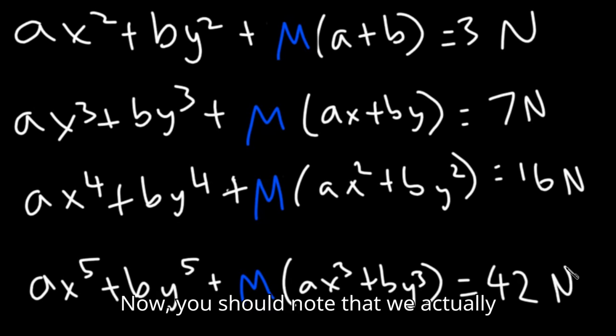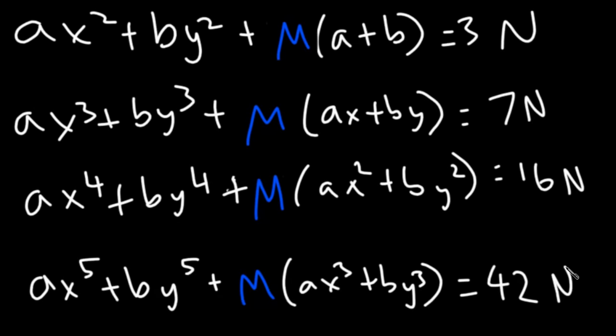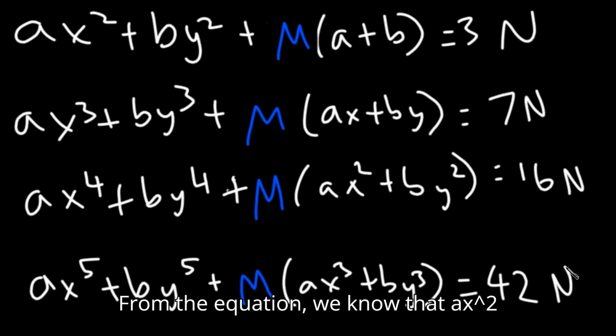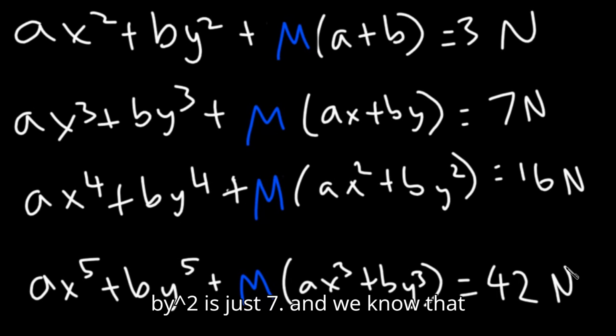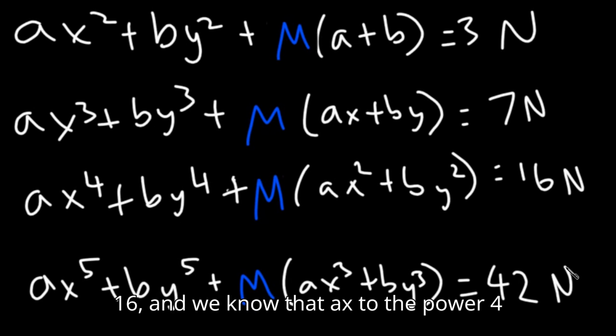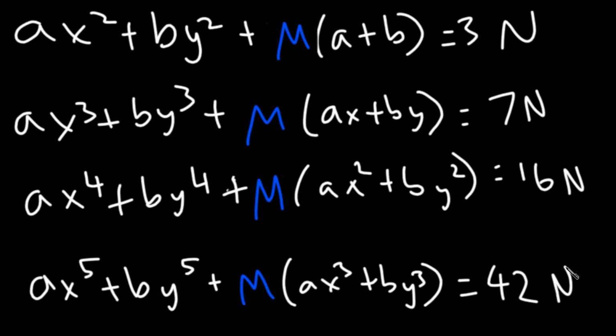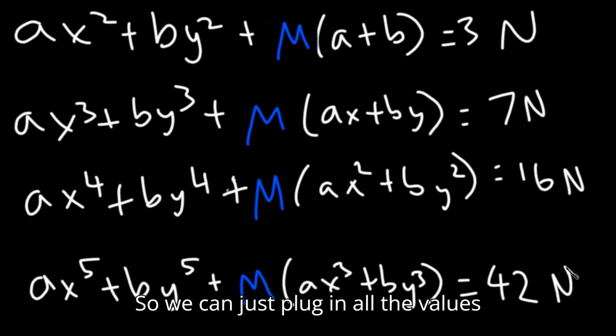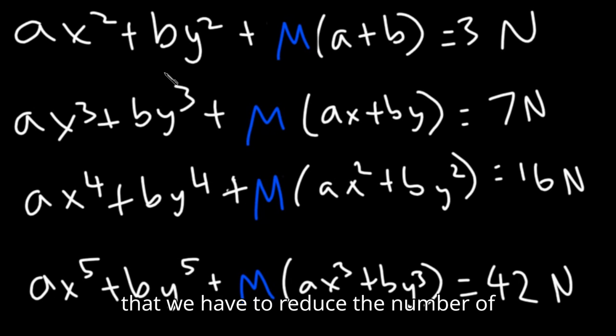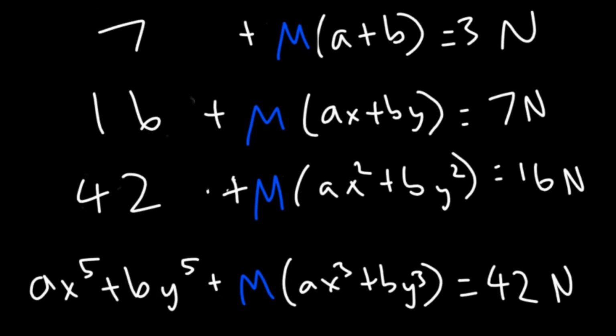Now, you should note that we actually have most of these values. From the equation, we know that ax squared plus by squared is just 7. And we know that ax cubed plus by cubed is just 16. And we know that ax to the power 4 plus by to the power 4 is 42. So we can just plug in all the values that we have to reduce the number of variables. We can do the same for these.